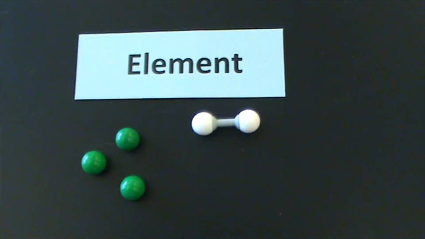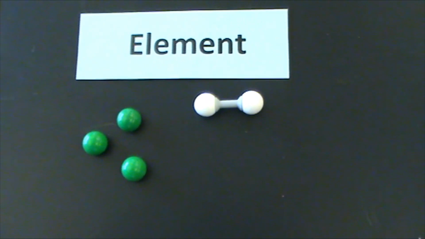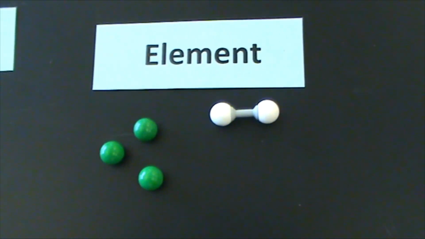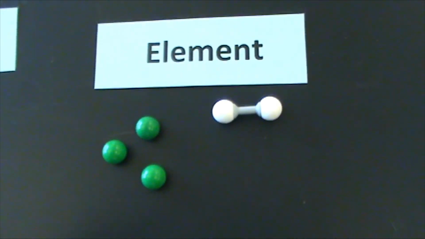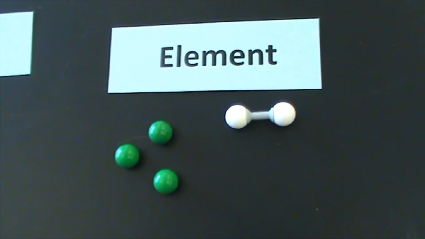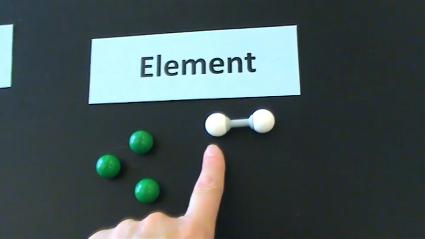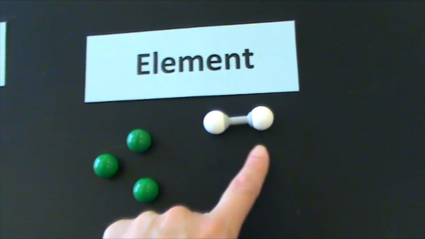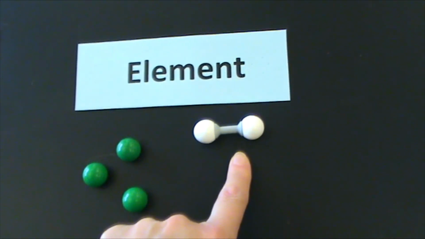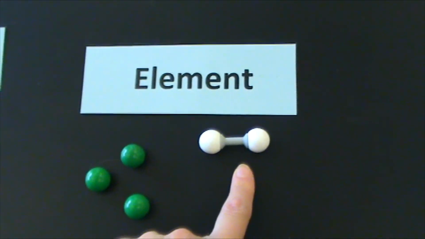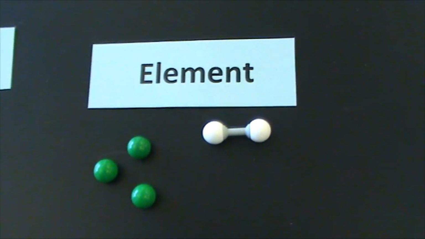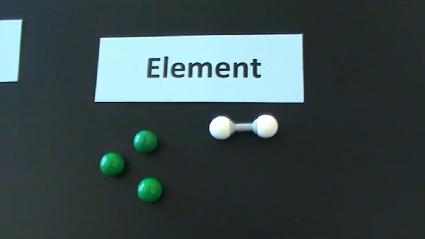An element is a pure substance that is made up of only one kind of atom that cannot be broken down into simpler substances. You can have an element be only one atom, like copper, for example. Or you could have an element be more than one atom, such as a diatomic element made of two atoms of the same kind. An example of this would be hydrogen. Hydrogen is naturally found as a diatomic element. Oxygen, fluorine, chlorine, nitrogen are some other diatomic elements.